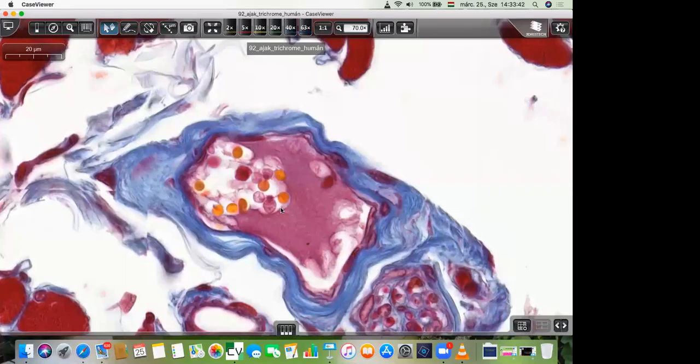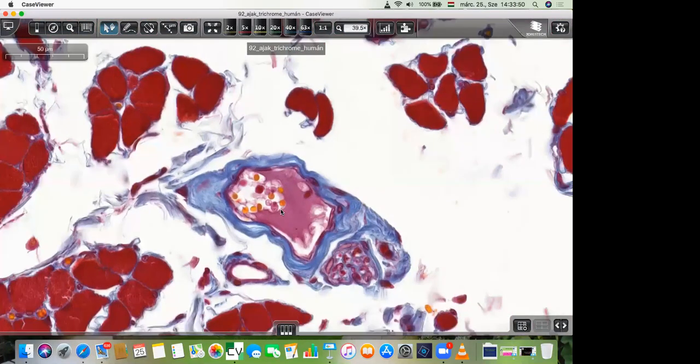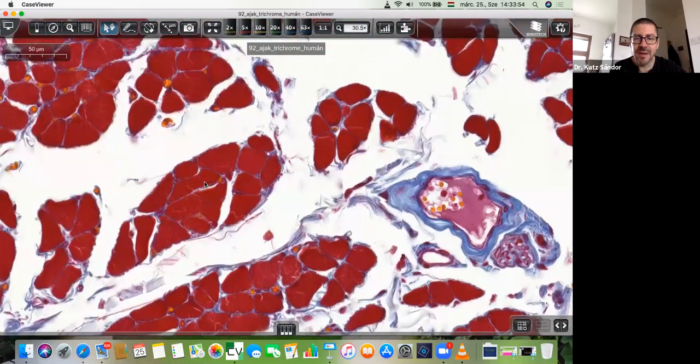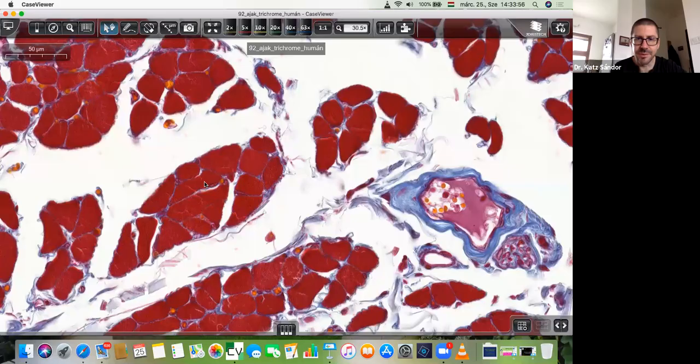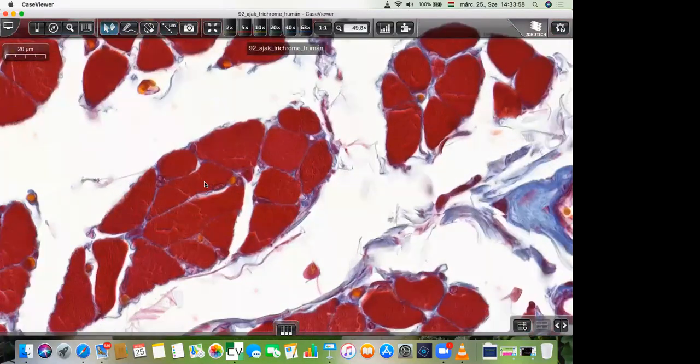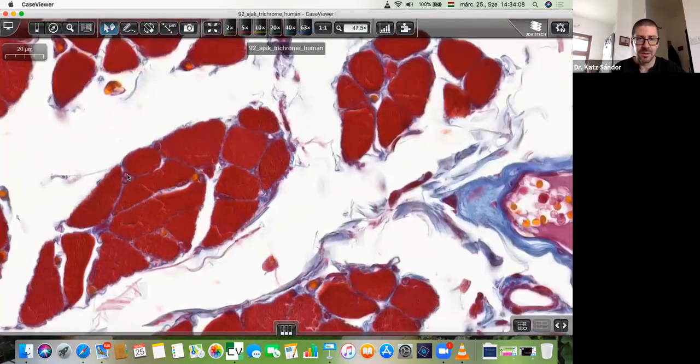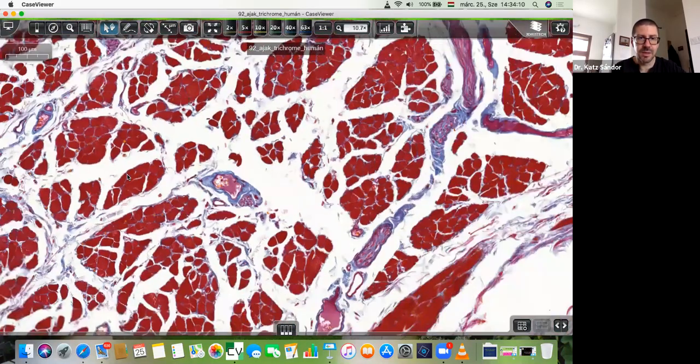Dr. Katz? Yes? Can I ask you, before you showed some nuclei around the striated muscle, which nuclei are they? The nuclei of the striated muscle fibers. Okay, thank you. They are located underneath the cell membrane. And they are multinucleated, so more than one. Okay, thank you. You're welcome.